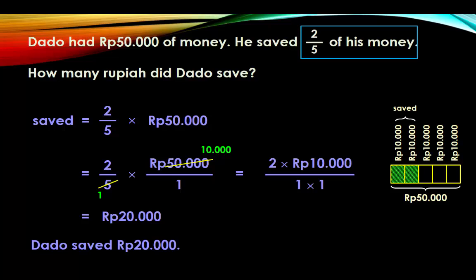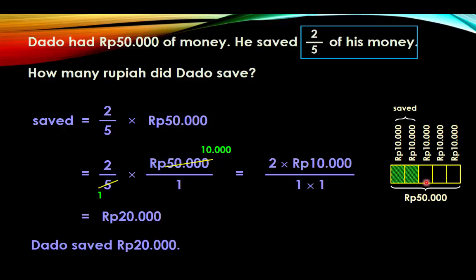For the last example, I have a word problem here. Dado had 50,000 rupiah and he saved 2/5 of his money. The question is, how many rupiah did Dado save? So, 2/5 of means multiplication. So 2/5 multiplied by his money. He has 50,000 rupiah. So 2/5 times 50,000 rupiah equals 20,000 rupiah. You can also draw the problem here.